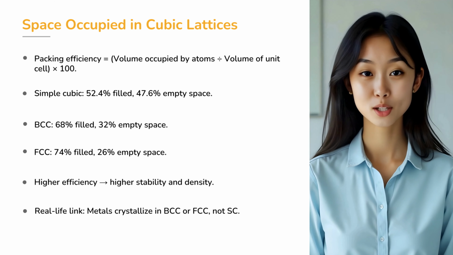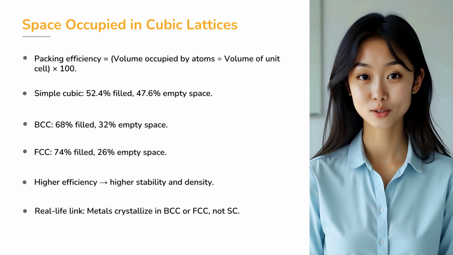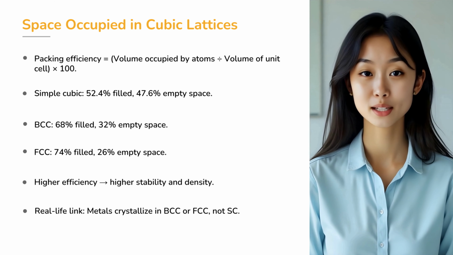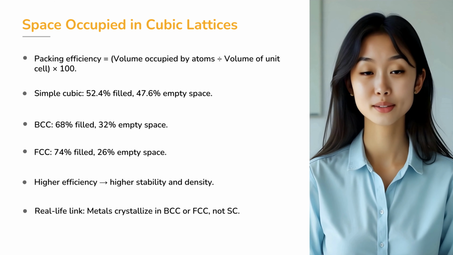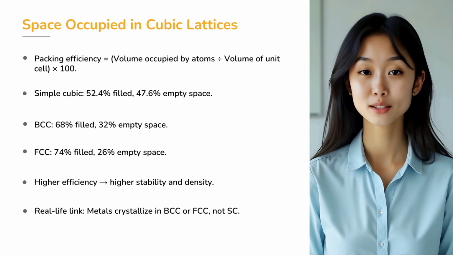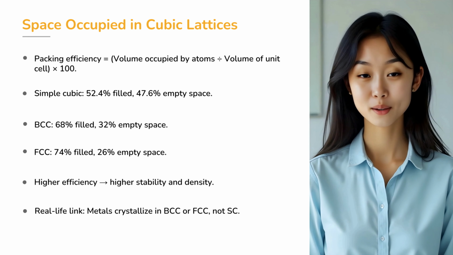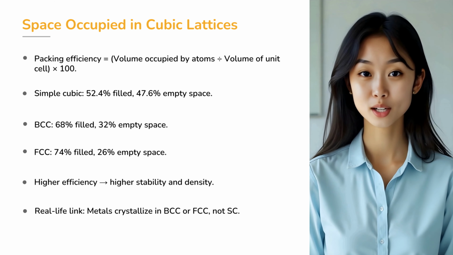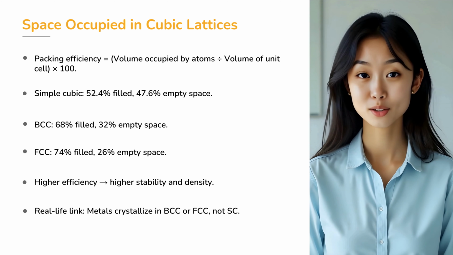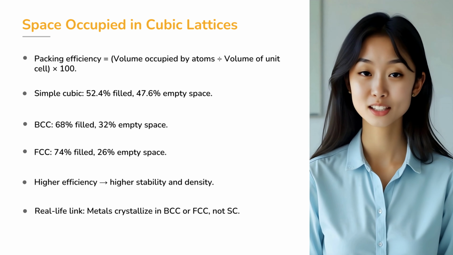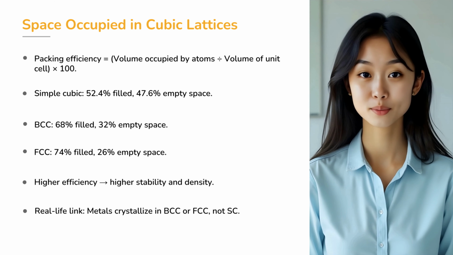In a simple cubic arrangement, the efficiency comes out to 52.4%, leaving 47.6% void space. In a body-centered cubic structure, the efficiency is 68%, and in the face-centered cubic arrangement, the atoms occupy 74% of the space, leaving only 26% void. This explains why metals like copper and aluminium adopt FCC. It gives them the maximum stability and density.